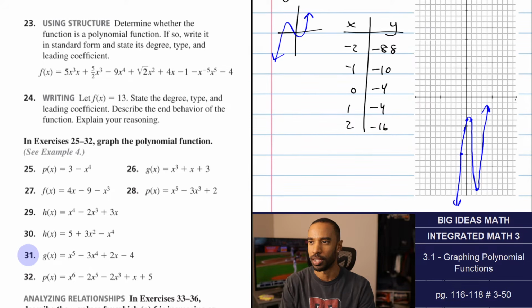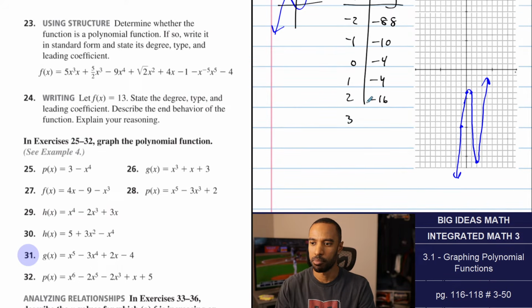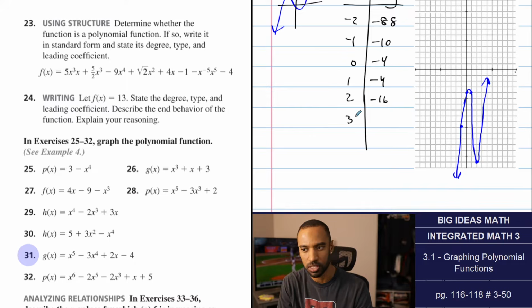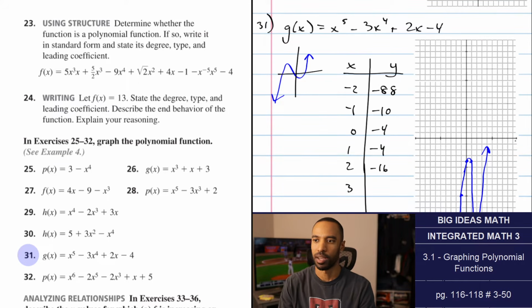Now, let's plug in 3 and see what happens. Confirm the end behavior. It's got to at some point come back up. If it doesn't, then I'll plug in 4. Plug in 3. 3 to the 5th, this is where it starts to dominate. This is where the odd degree really takes care of it. Guys, 2 to the 5th was 32. You know what 3 to the 5th is? 243.